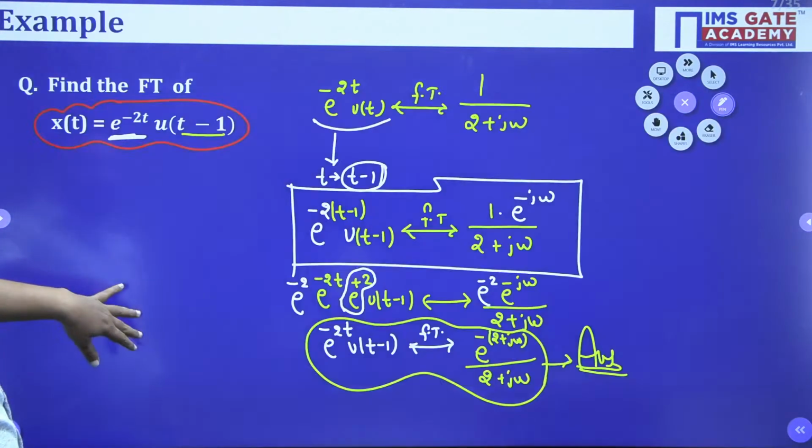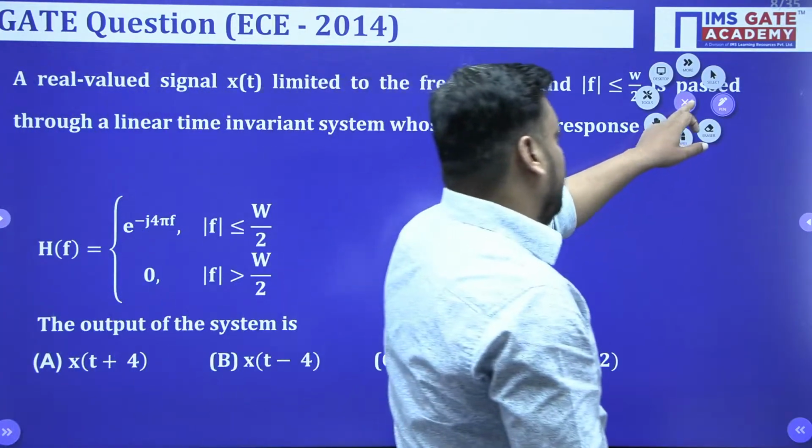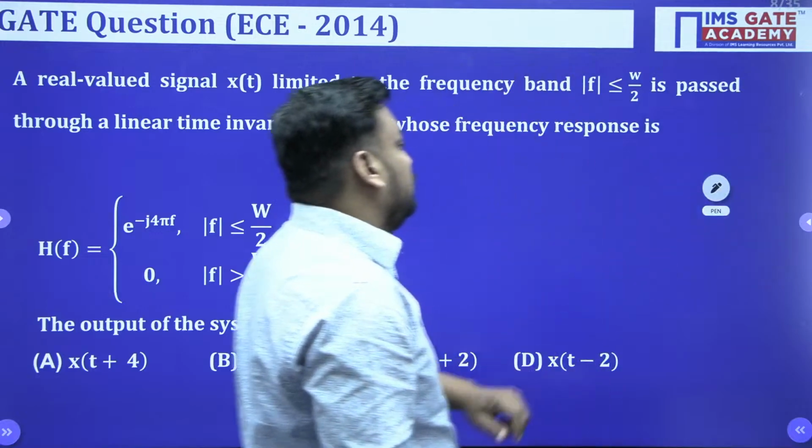Okay students, now it's time to start. This GATE question also we can solve. After that, the rectangular signal Fourier transform will start.